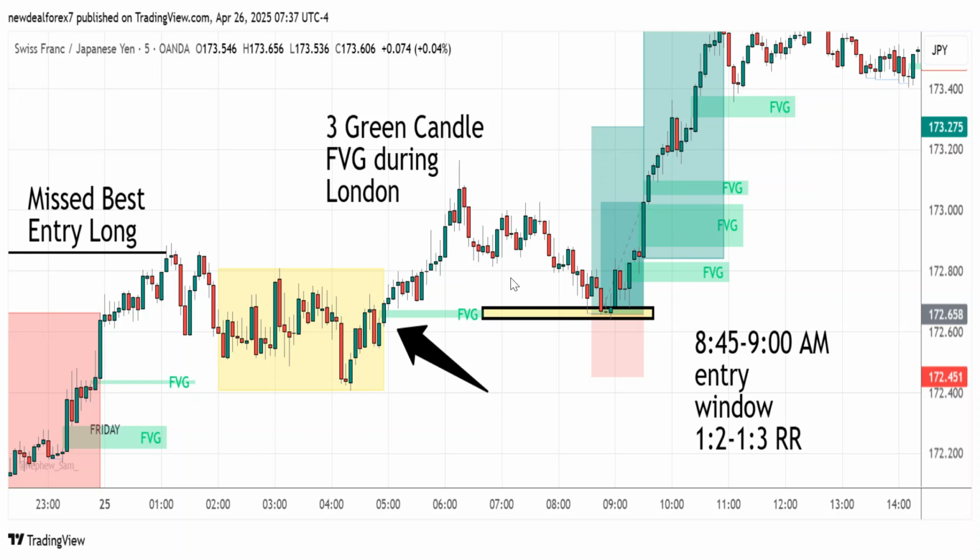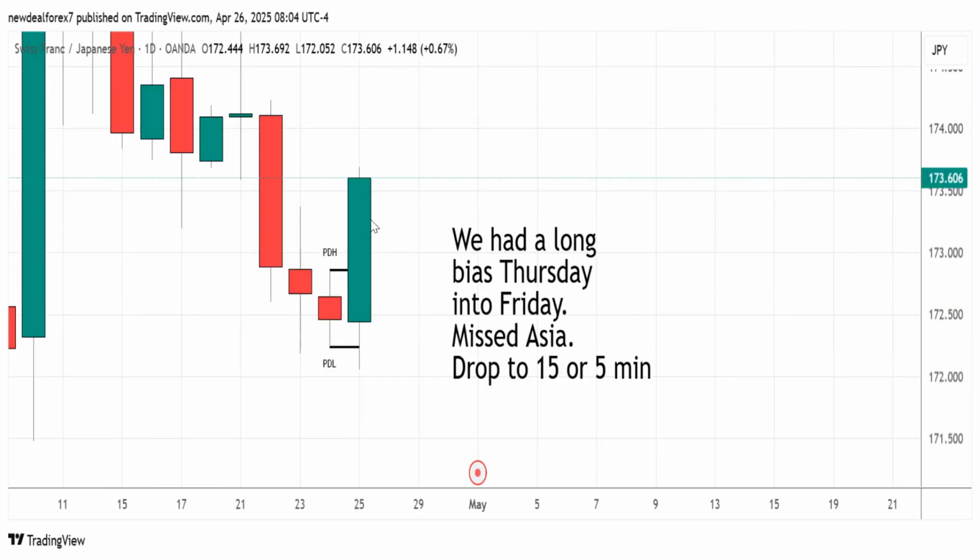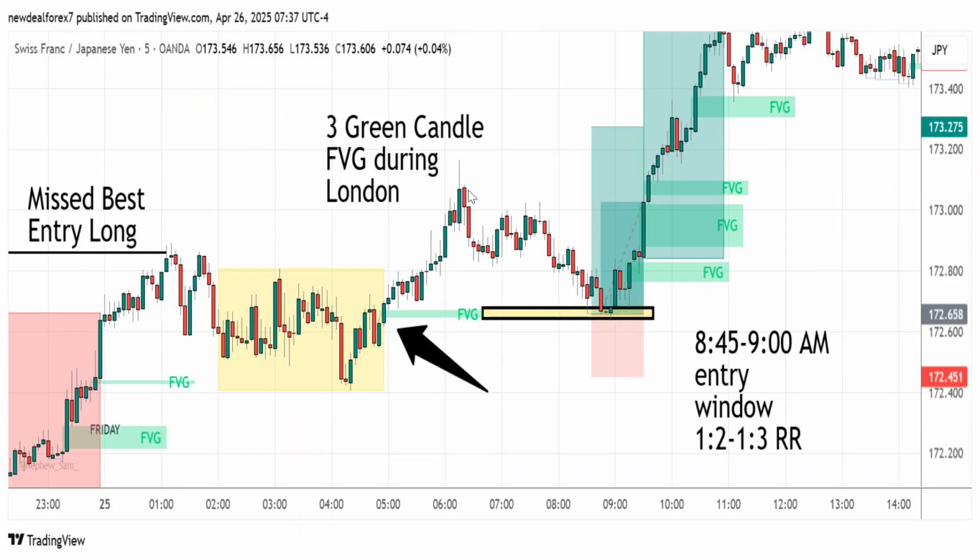This chart is this trading day right here. A good portion of that could have been yours. So this was Friday's price action, but again, it started with finding a 3 green candlestick pattern in line with our daily bias.